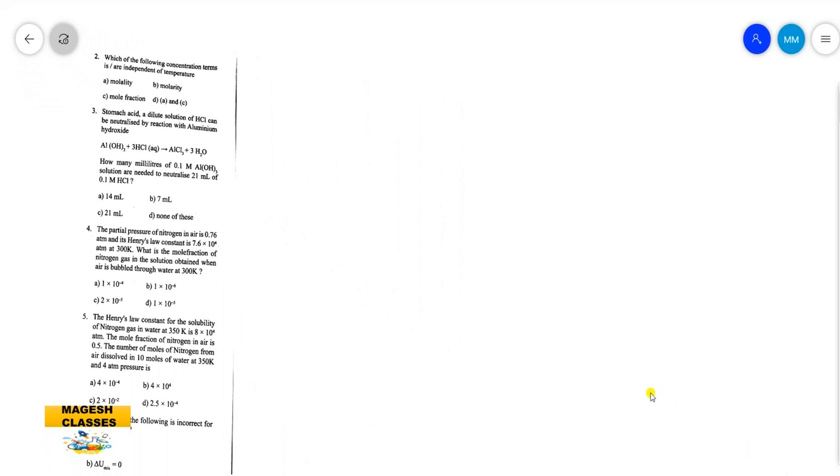For that, let me write the neutralization reaction once again. That is aluminum hydroxide with 3 moles of HCl to give aluminum chloride and 3 moles of water. So in the neutralization, we have to know the formula V1N1 is equal to V2N2. V1 is the volume of the first species and N1 is the normality of the first species.